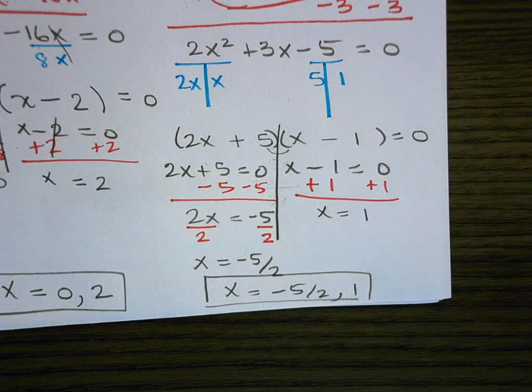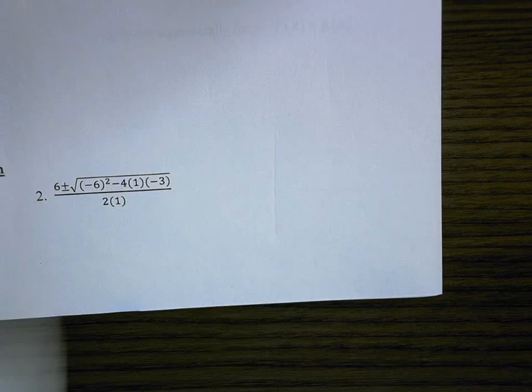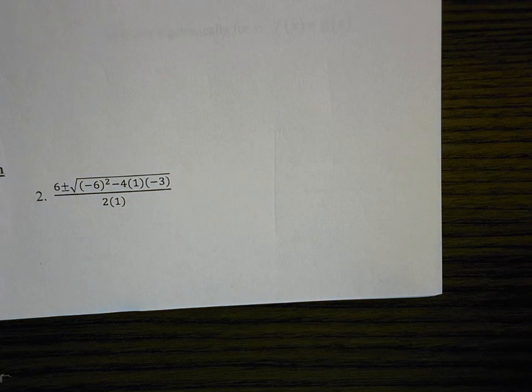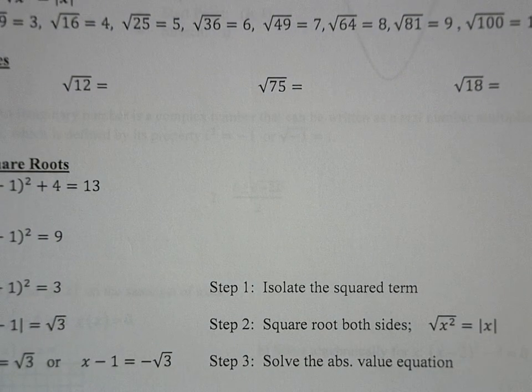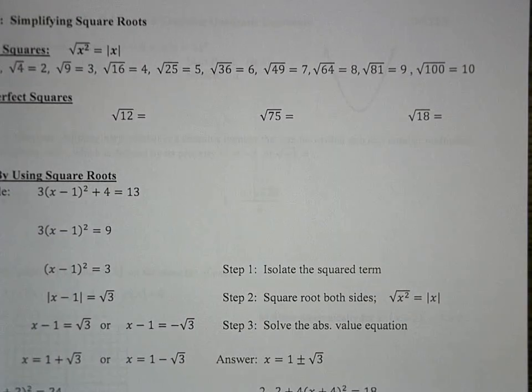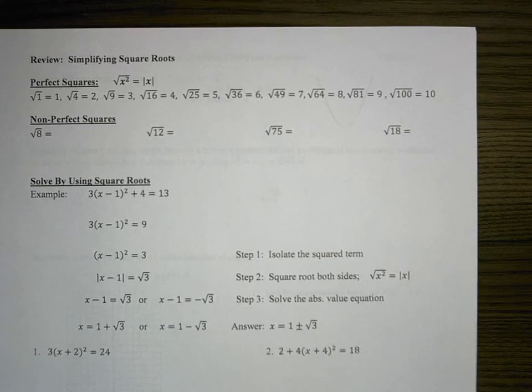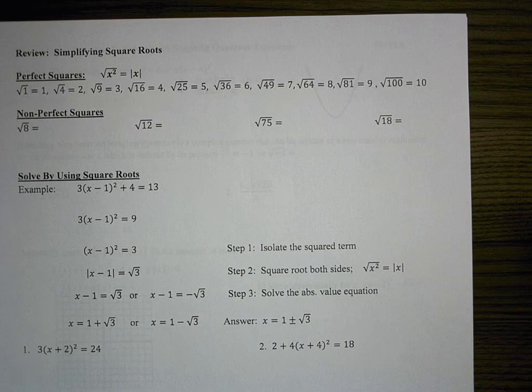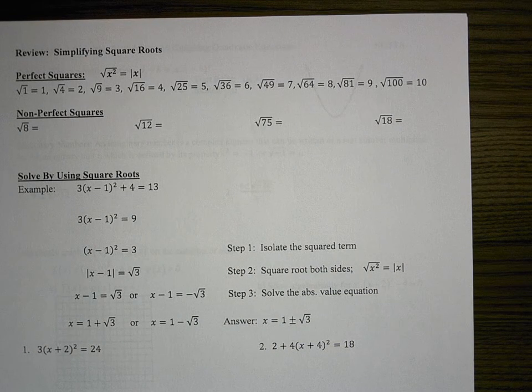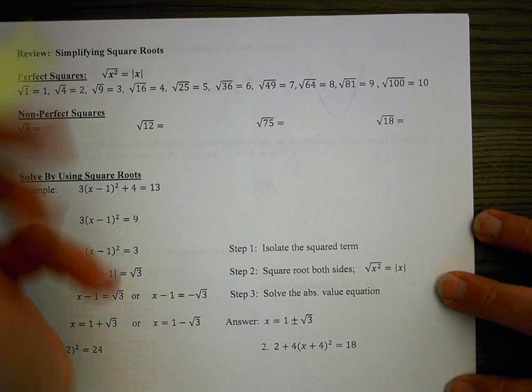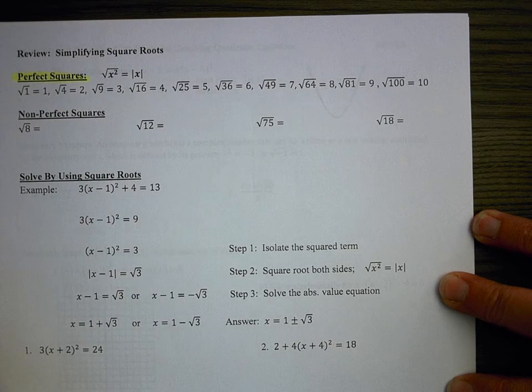All right, and then let's take a look at the back side. Okay, so this one, zoom out just a little bit here. So what we have to do is we're going to be solving, instead of by factoring, by what we call square rooting. And so just a few reviews. We need to know our perfect squares, or be prepared for that. For example, the square root of 1 is 1, square root of 4 is 2, and so on down the line.